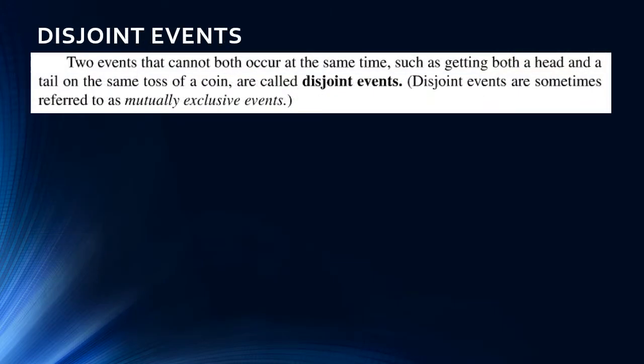Two events that cannot both occur at the same time, such as getting both a head and a tail on the same toss of a coin, are called disjoint events. Disjoint events are sometimes referred to as mutually exclusive events. When you're rolling a die, if event E is to roll an even number and event O is to roll an odd number, another example, you cannot roll a number that is both even and odd. So they are mutually exclusive events or disjoint events.